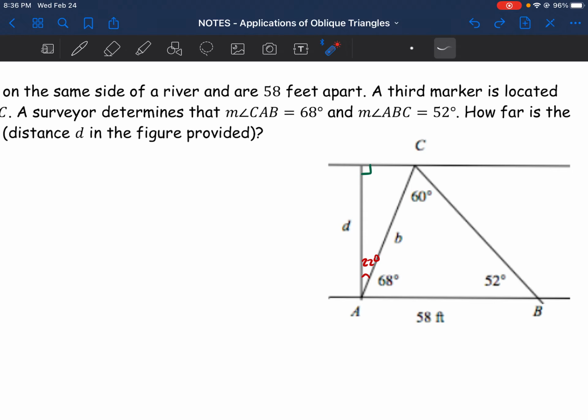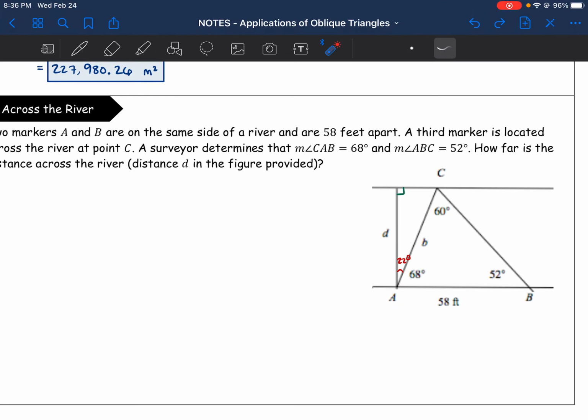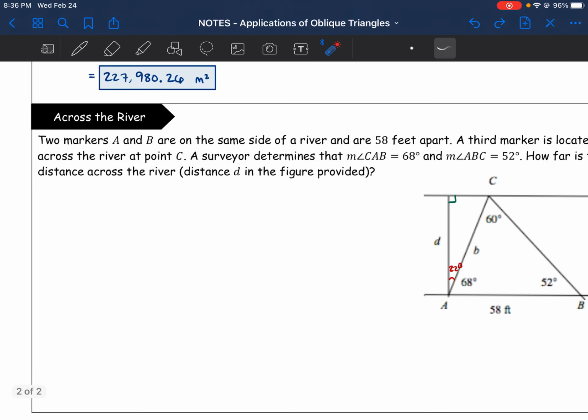Okay, so let's think strategy. We want to find this distance D that goes across the river. And in order to do that, what we're actually going to do is find this distance B that goes from A to C, because once I have B, and knowing that this triangle is a right triangle that I have highlighted there in the laser color, well then we can use SOHCAHTOA to find this distance D. So first order of business, let's find B, this length of this triangle.